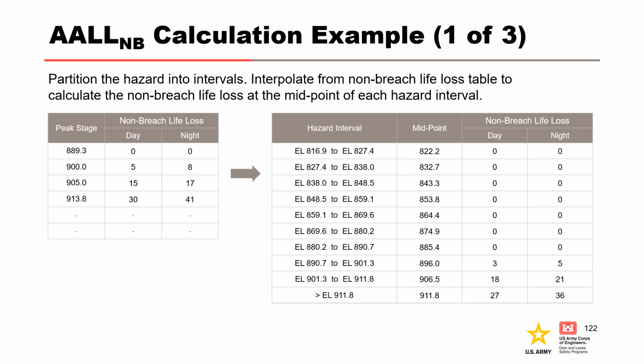Next, I will run through a quick example. I've already covered how to partition hazard curves into intervals when calculating the incremental risk, and we'll do it the same way for the non-breach risk. The partitions we develop should be the same across all types of risk that we calculate. For each hazard interval, we will interpolate from the non-breach life loss table to get the non-breach life loss for the midpoint of each hazard interval, and we will do that for each exposure scenario being considered.